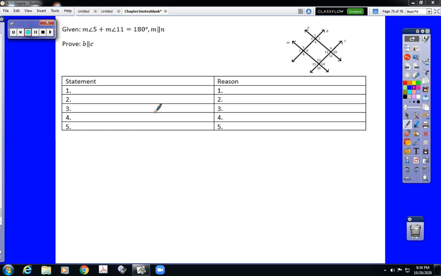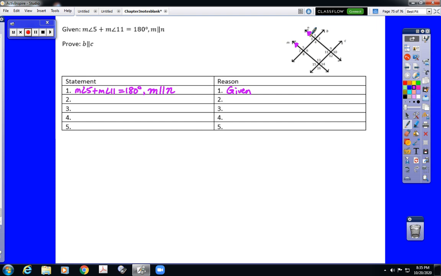The first proof is extremely straightforward. It's just another example of a pretty standard transversal proof. We start off with our givens. The measure of angle 5 plus the measure of angle 11 is equal to 180 degrees. In addition, line M is parallel to line N. Those are our givens, which means that we are allowed to use our theorems and postulates for transversals across lines M and N. We're not allowed to use them across lines B and C.